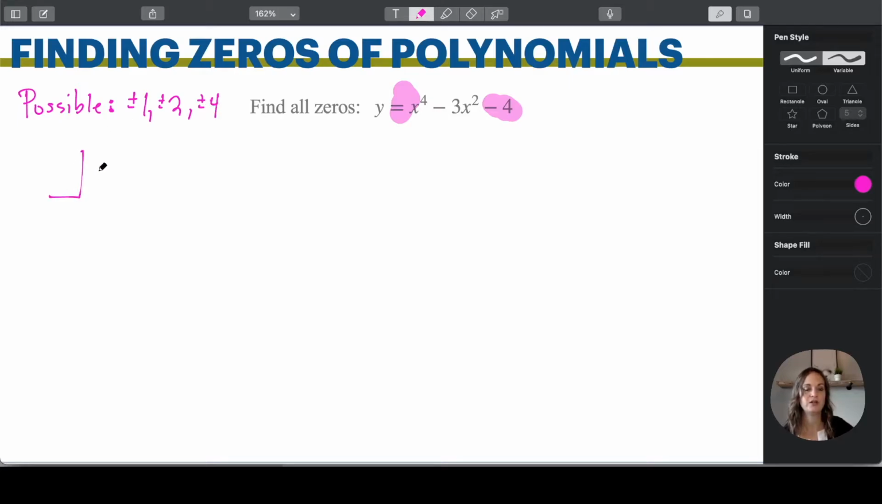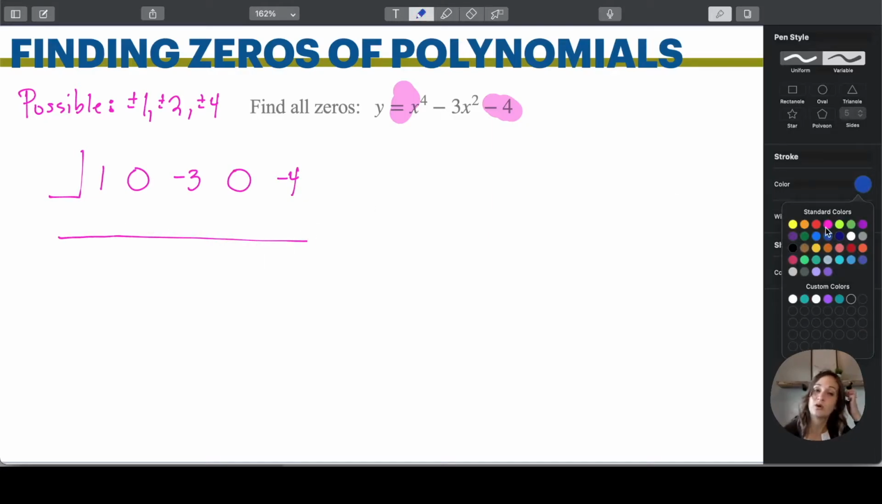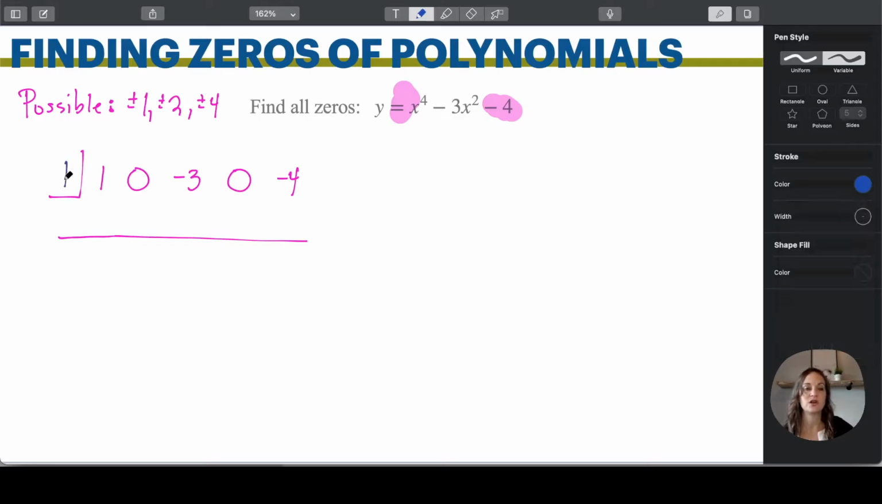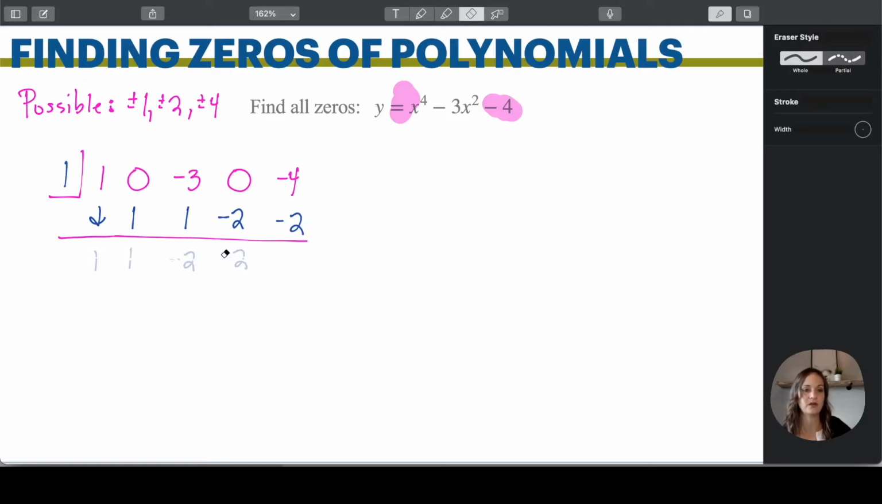So we're going to build our shelf. X to the 4th, there is no x cubed, x squared, there is no x, and then negative 4. And now we need to determine what will possibly work for this. So I always like to start off with 1, so let's go ahead and start off with 1. So multiply, add down, multiply, add down, multiply, add down, multiply, add down, and that will not give me a 0 for the remainder. So 1 does not work.